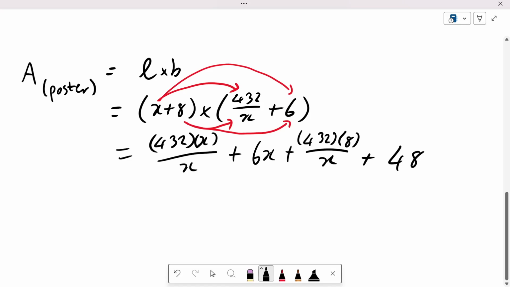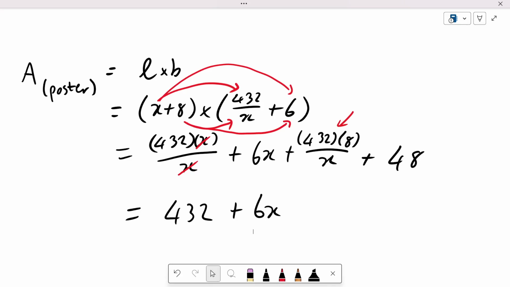Alright, now from this point over here, we are going to just simplify as much as we can. We can see that these x's can cancel out, and then we need to make sure that we multiply these two together. So we will get the following. Because those x's cancel out, we are left with a constant of 432 plus 6x over here. And then if we multiply these two together, we will get an answer. If we put it on the calculator, that answer will be 3,456. So it'll be plus 3,456 over here. And then this is over x. And then we have plus 48.